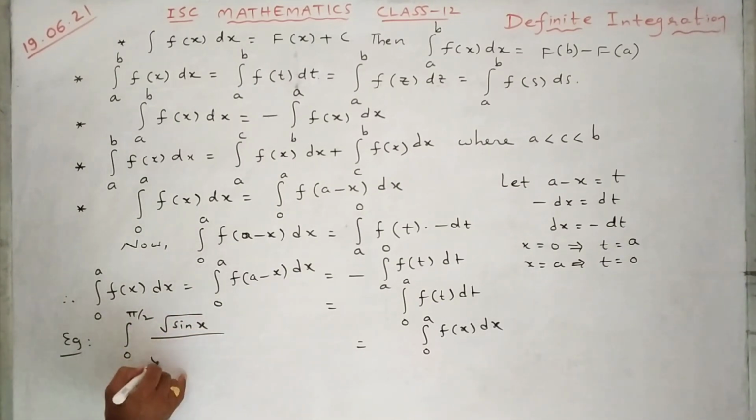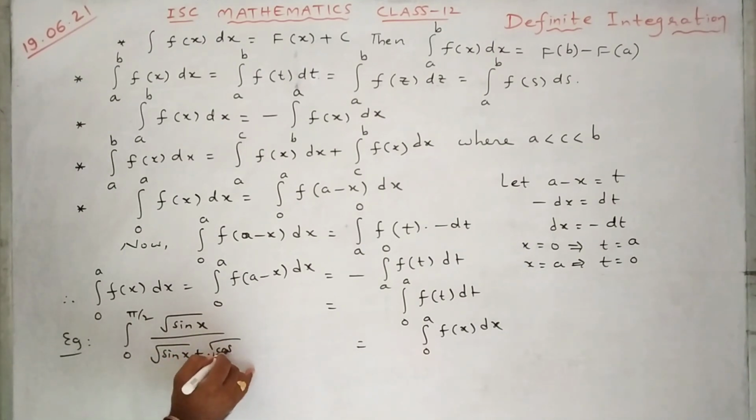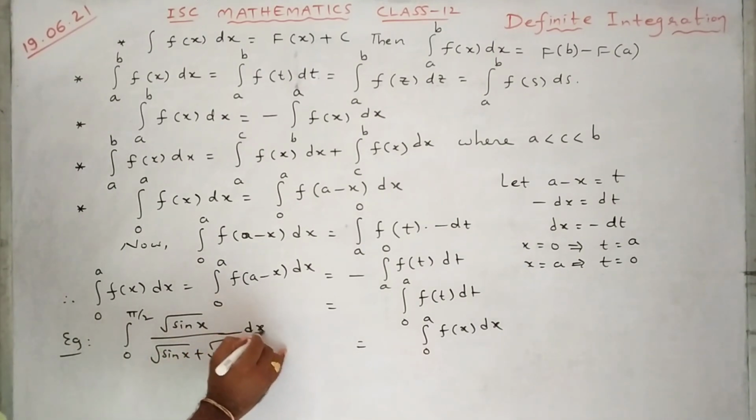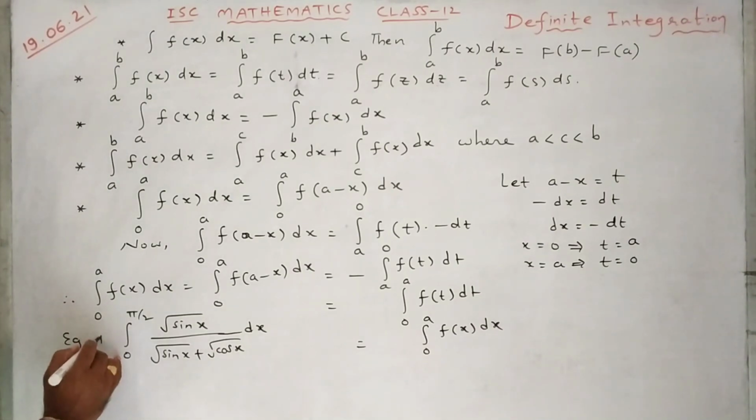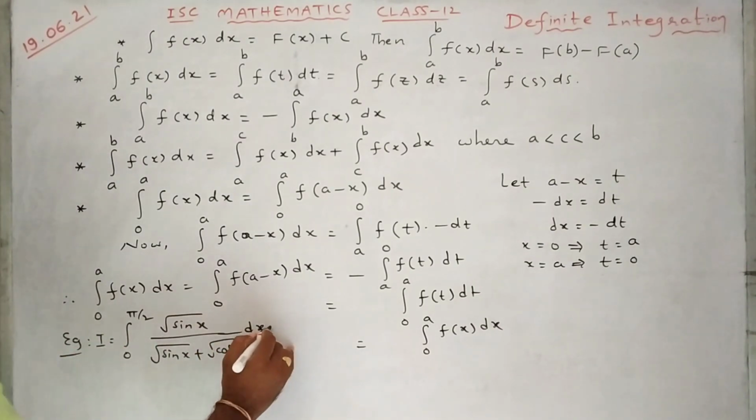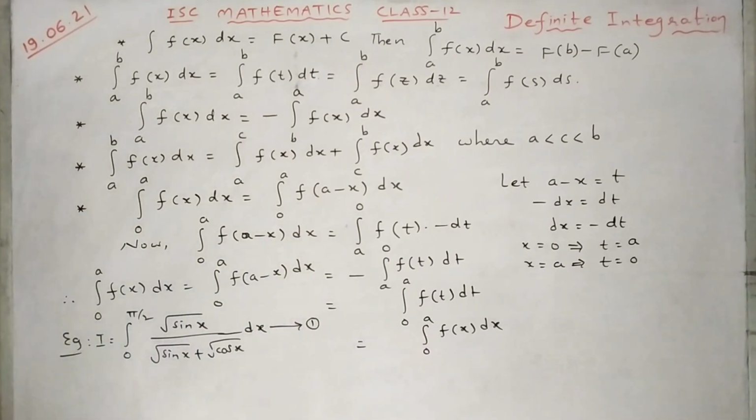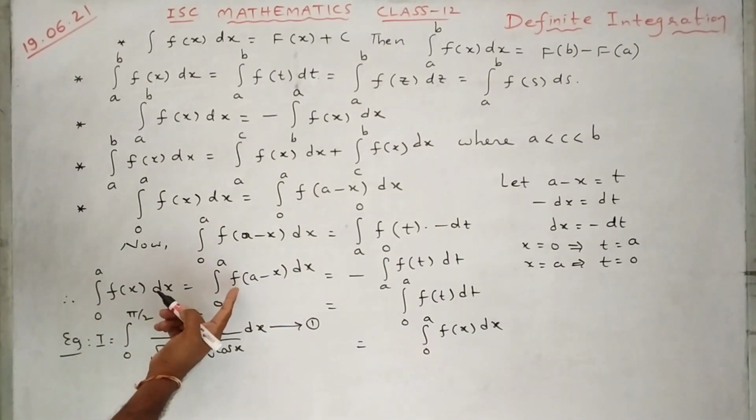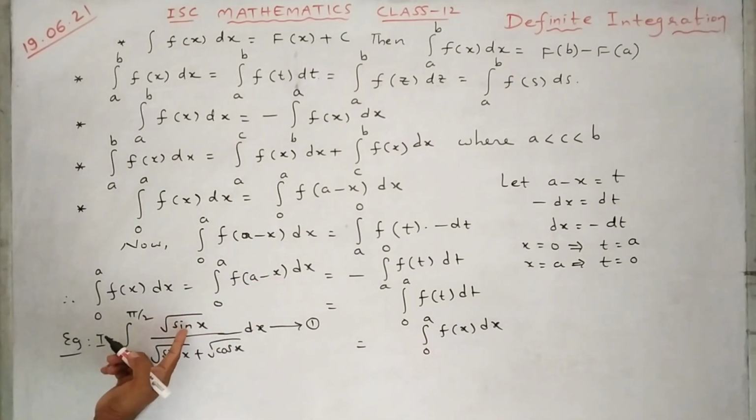Okay. Let us look at one example: integral 0 to pi by 2 of square root of sin x by square root of sin x plus square root of cos x dx. Suppose you want to find this value, let it be I, equation 1. Now if I use this property here, what are you going to get? f of a minus x. So in the place of x, what should you write? Pi by 2 minus x.